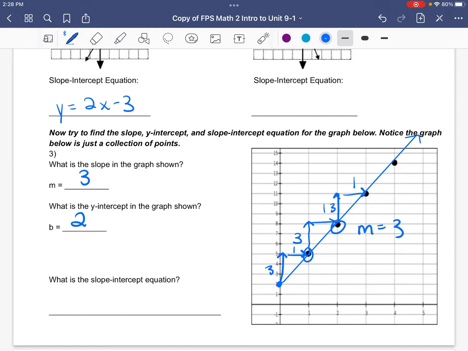And again, this is because I'm noticing patterns. Patterns are going to be super important throughout this unit, and especially for 9.1. So then what is the slope-intercept equation or slope-intercept form here? Well, y equals mx plus b. y equals 3x plus 2. So a lot of these skills we've been talking about before, we've used before, we've seen before.